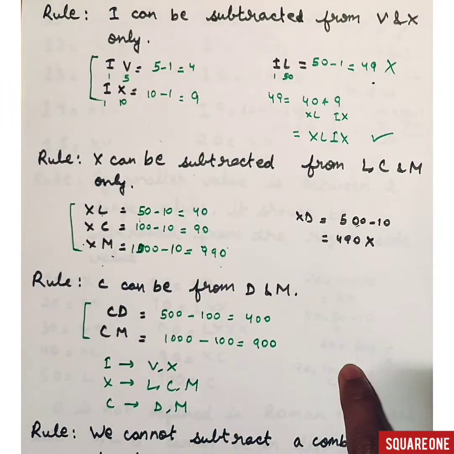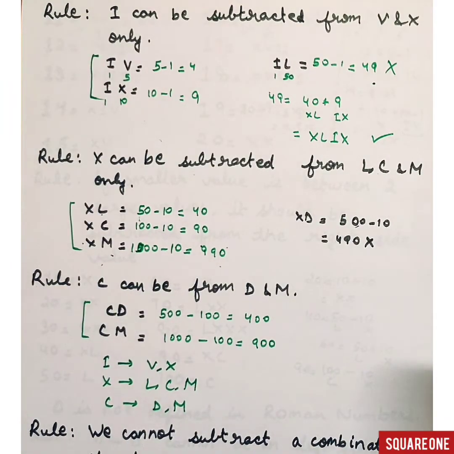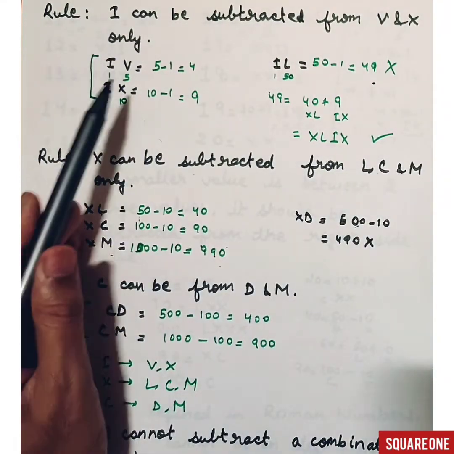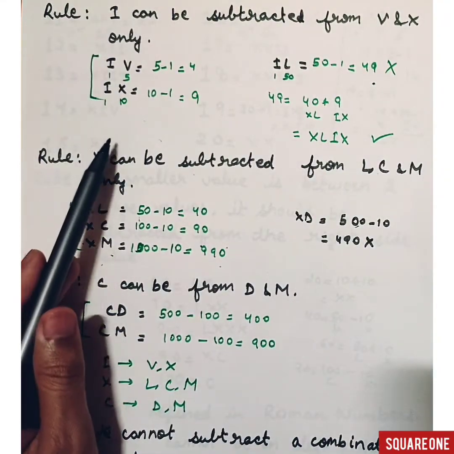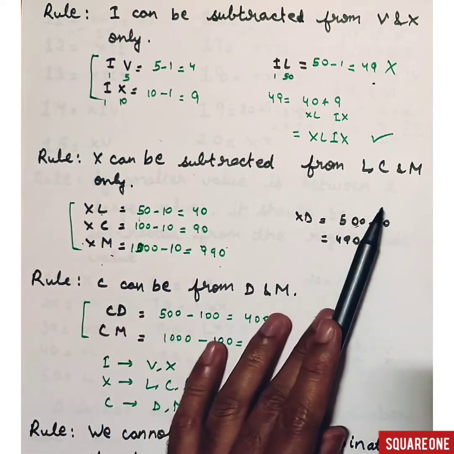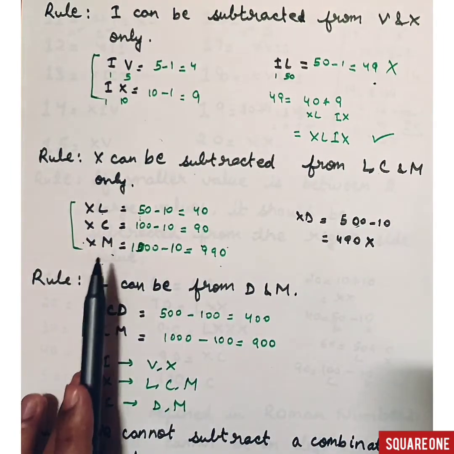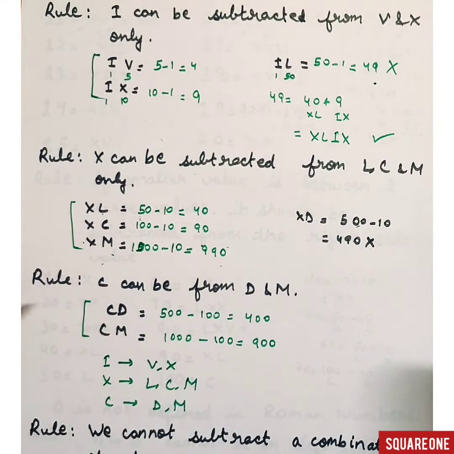The other rule said that V, L, D cannot be subtracted, but I can be subtracted from V and X only. That means I can be written on the left of V and X only. X can be subtracted from L, C and M only. X can be written on the left of L, C and M, but not D, okay? C can be subtracted from D and M. C can be written on the left of D and M.